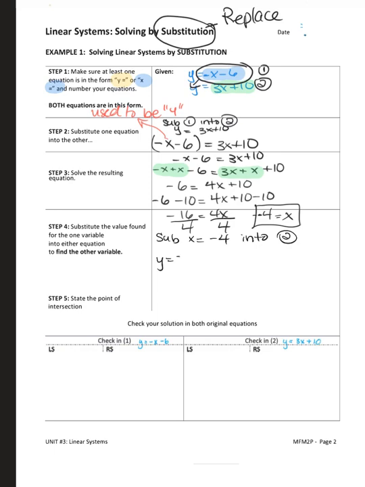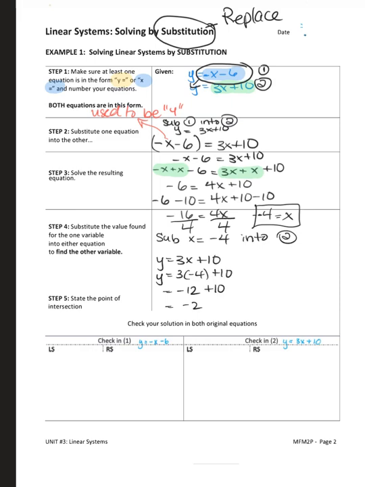And again, remember that substitution just means that I'm replacing. So I'm telling you that I'm replacing x in my second equation with negative 4. So every time I see an x, I'm just going to write a negative 4. 3 times negative 4, that's going to be negative 12 plus 10. Negative 12 plus 10, that leaves me with negative 2.